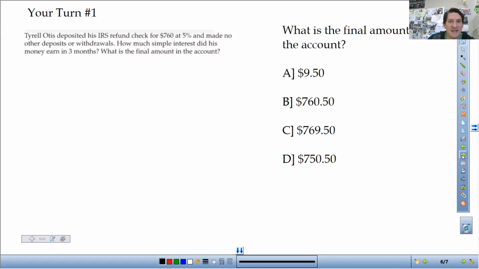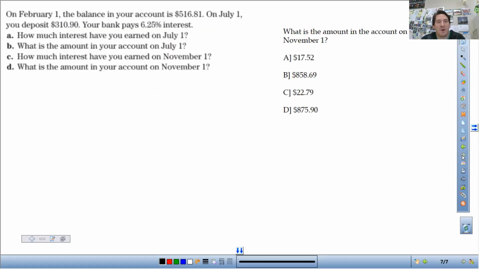look at another example. So on February 1st, the balance in your account is $516.81. On July 1st, you deposit $310.90 into your bank. Your bank pays 6.25% interest. How much interest have you earned on July 1st? So part A. So there's a lot going on in this. Part A, the principal is 516.81.